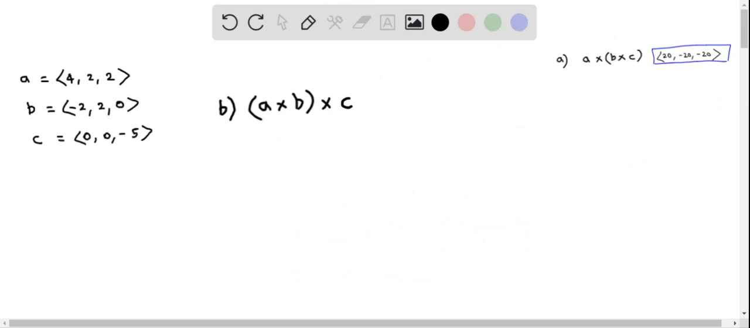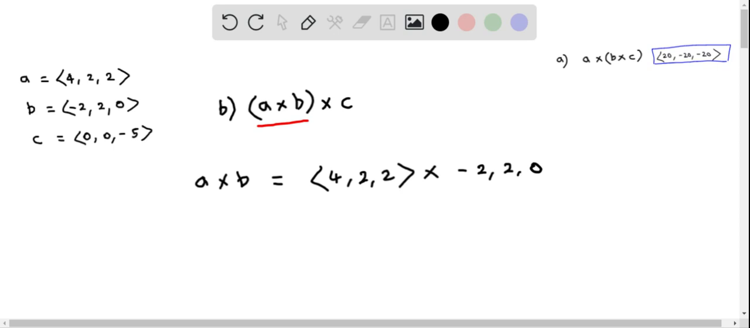Let's do part B. Here we have to determine A cross B cross C. That is, we have to first find the cross product of A and B vector, and then find the cross product of this result with C vector. So it is A cross B, and cross C. So first we will determine A cross B. This equals, I put the A vector in component form, that is 4 comma 2 comma 2, cross product with B vector, which is negative 2, 2, 0.